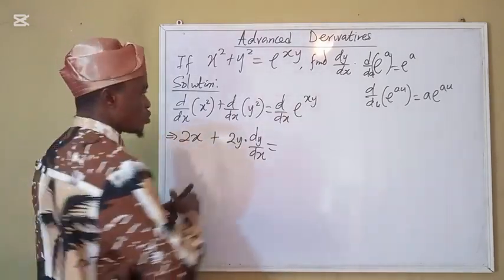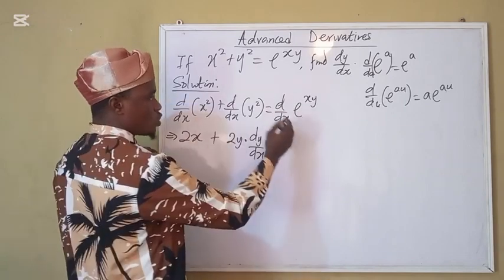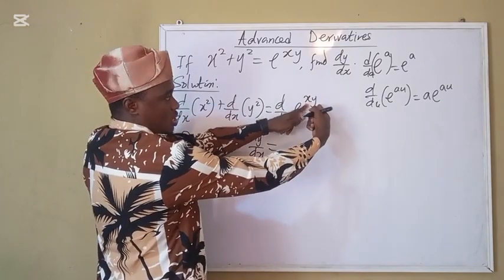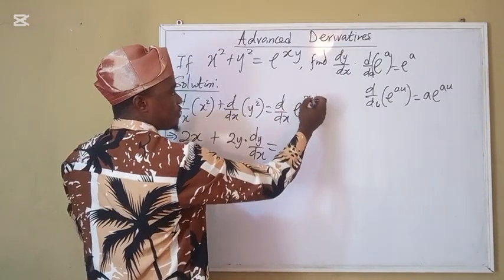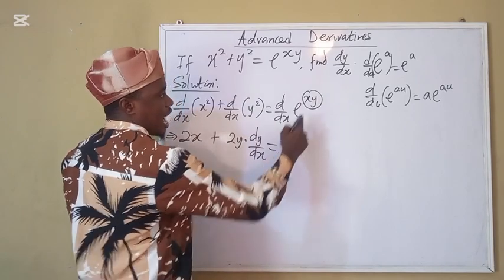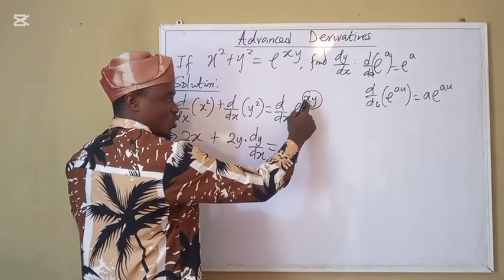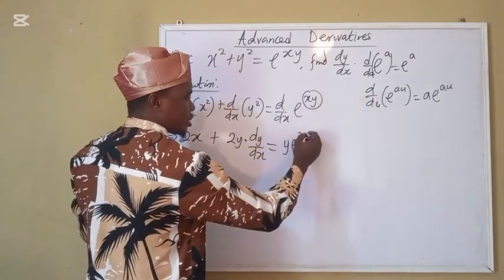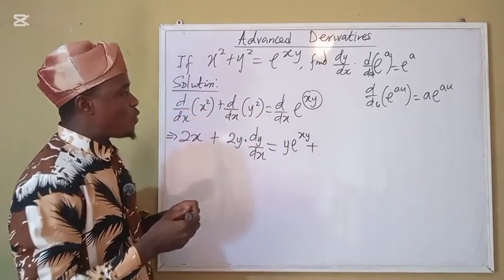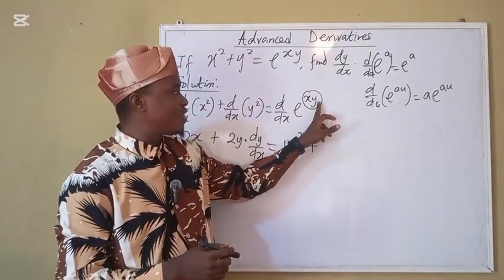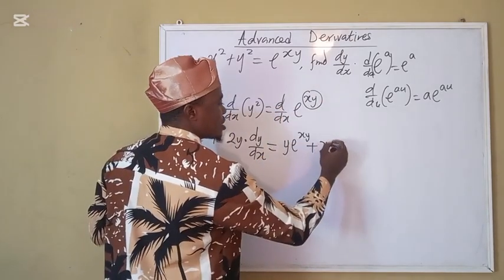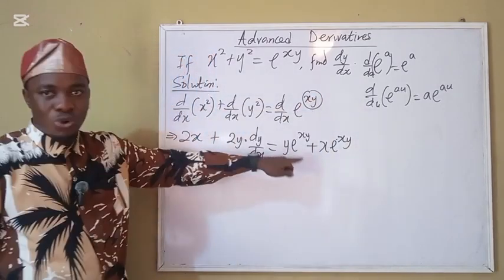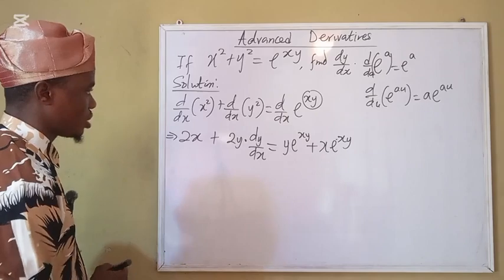Now, this is what I'm going to do. E to the power of xy, I'm going to have what? I will differentiate x, I will keep y constant. So if I differentiate xy, I will differentiate x, then I will be having y e to the power of xy, then plus, now I want to differentiate y. If I differentiate y, I'm going to have x e to the power of xy. Please, I want you to watch this place over and over so that you can get it well.